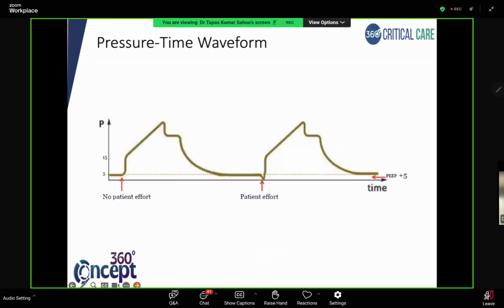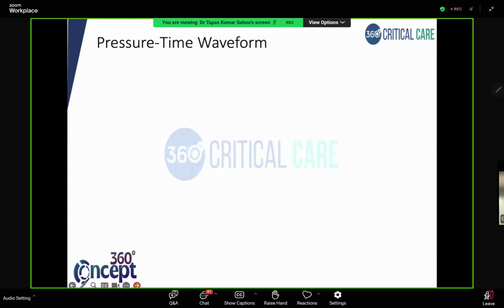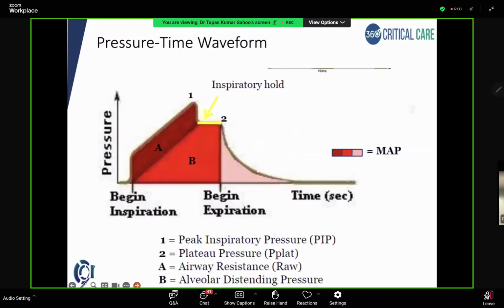Now, pressure time waveform, what is happening here? Here, you can see the patient effort by the negative deflection here. Here, no patient effort, here patient effort. And you can see here the PEEP, the 5 here is the PEEP that is set. So PEEP is plus 5, patient effort is happening here, but in some of the ventilator breaths, they are not patient initiated or triggered.